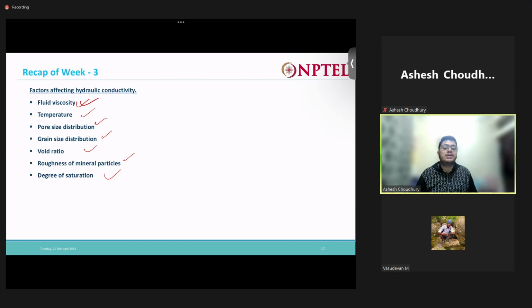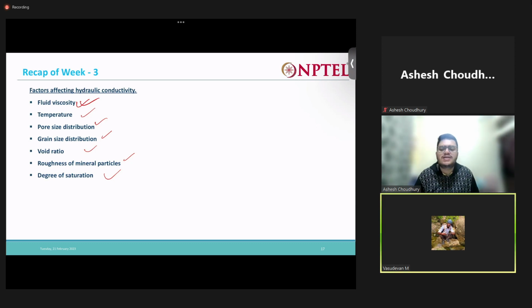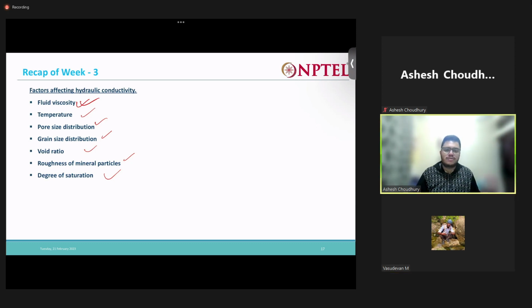Degree of saturation: if the soil is more saturated, then the permeability or the hydraulic conductivity will be higher, right? I suggest you go through any undergraduate textbook like Gopal Ranjan and Rao. Everything is very nicely explained in all these books. So I suggest you give it just one reading, and everything will be clear to you.